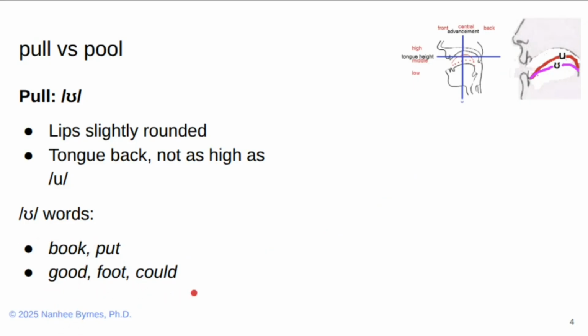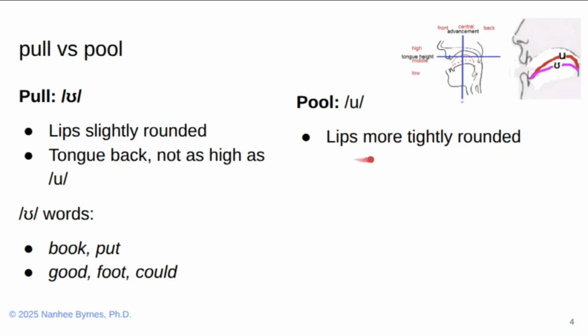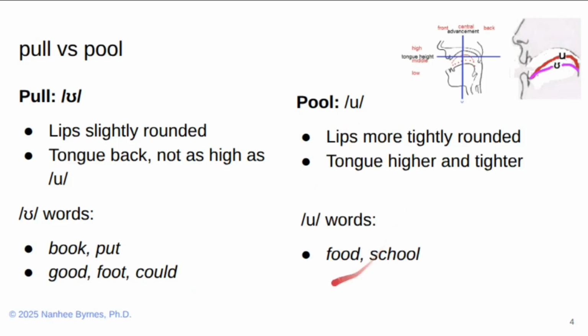Now compare that with the word pool. Here, the vowel is oo. This is a longer sound, like the vowel in food or school. To produce it, round your lips more tightly, raise your tongue higher toward the back of the mouth, and hold the sound a little longer than you did for pull. Other examples with this vowel are blue, soon, and move.